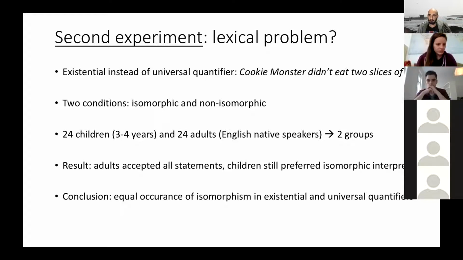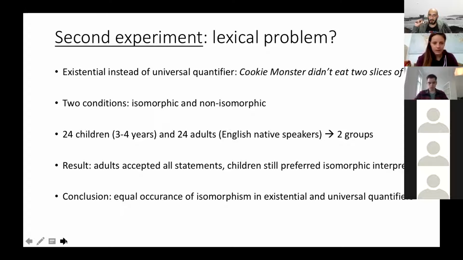They had 24 children and 24 adults, randomly assigned to 2 groups. The results were that adults accepted almost all statements, and children still preferred the isomorphic interpretation. Thus, we can conclude that there is an equal occurrence of isomorphism in existential and universal quantifiers. There is no real difference.